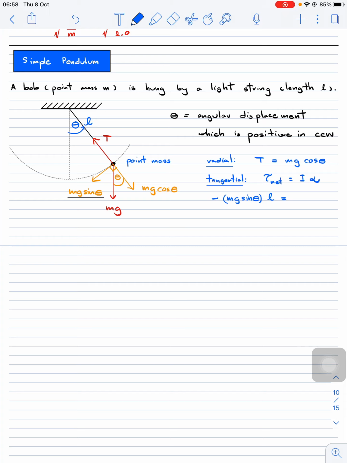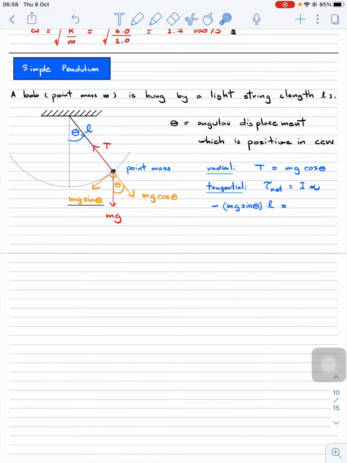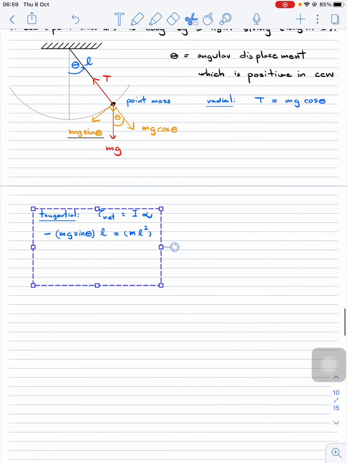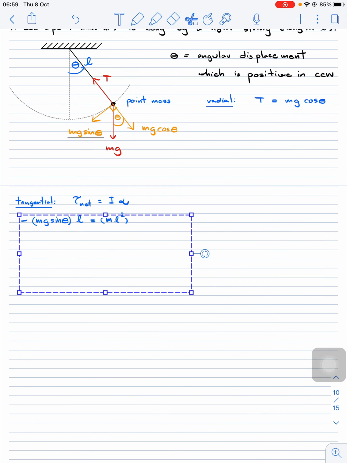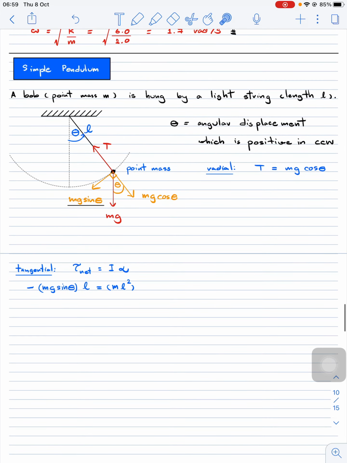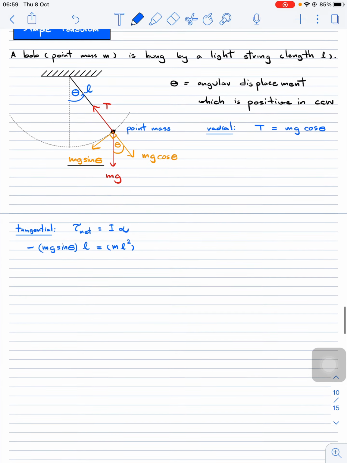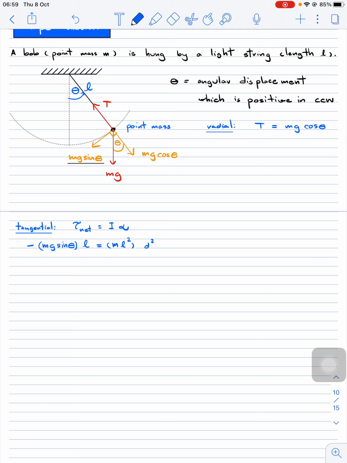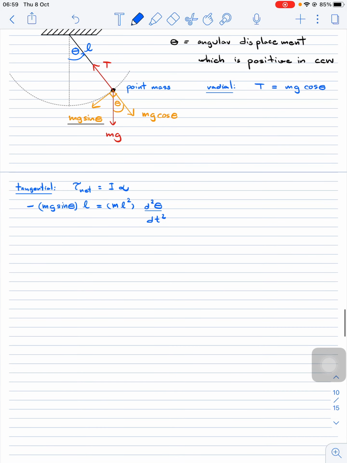So now for the I, the I is the moment of inertia of the system. In this case, we have only the point mass, the bob, then we can use the moment of inertia of a particle, which is equal to m times L squared. Then we have the moment of inertia, m times L squared, and then times the alpha. Alpha in this case, you can just write down as d squared theta by dt squared.